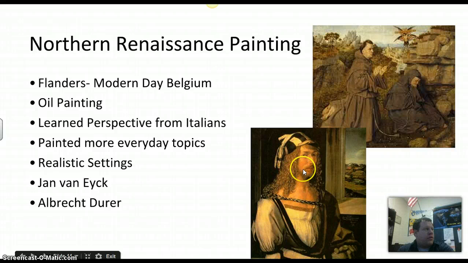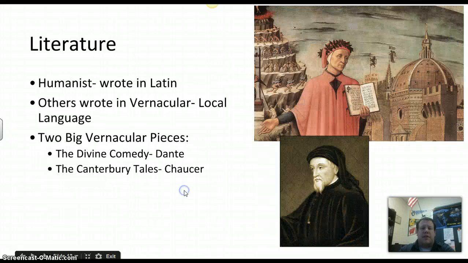They learned how to do the perspective portion from the Italians, but they also went for more realistic settings for themselves. So here, once we had a Christian theme, but here's just kind of a self-portrait, a very, very simplistic setting, kind of put people where they belong. And so Northern Renaissance is a little bit different from the other Renaissance in that way.